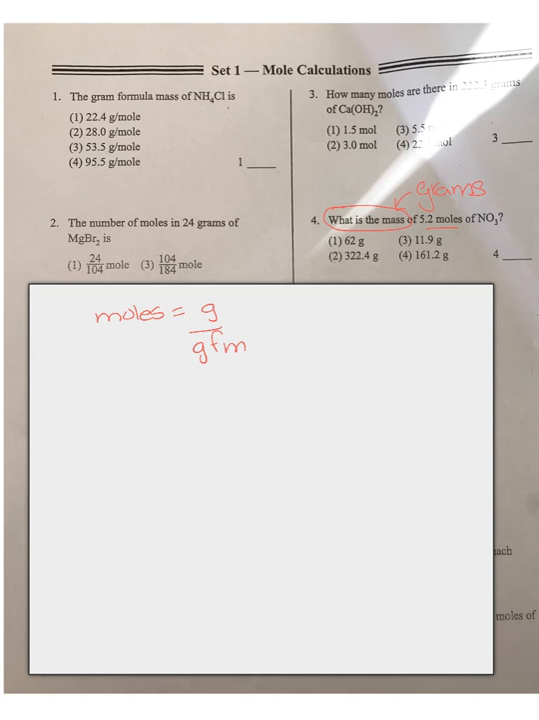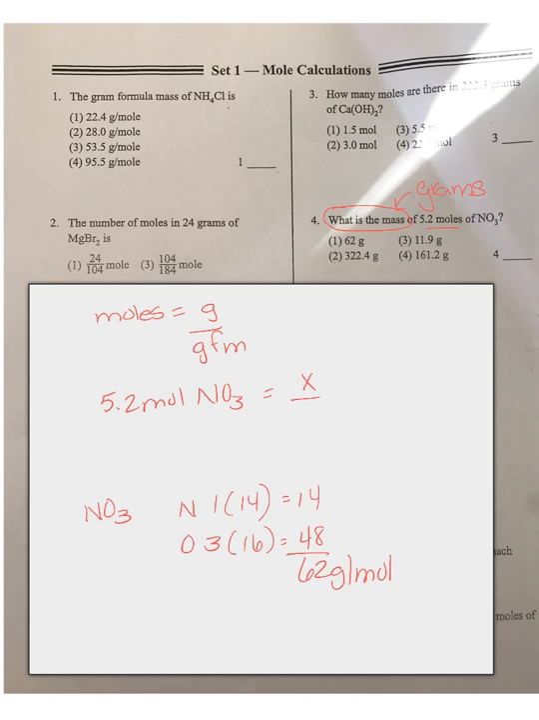And I'm going to plug my numbers in. They gave me 5.2 moles of NO3. My grams is what I'm looking for. My gram formula mass I have to go and calculate now. So I went ahead and I calculated the gram formula mass of NO3. And I'm going to put that down here, 62 grams per mole. If you still don't know how to do gram formula mass, go back and watch a video on how to calculate gram formula mass.